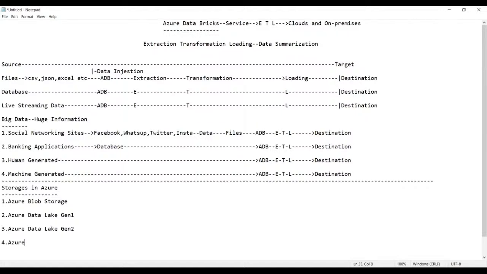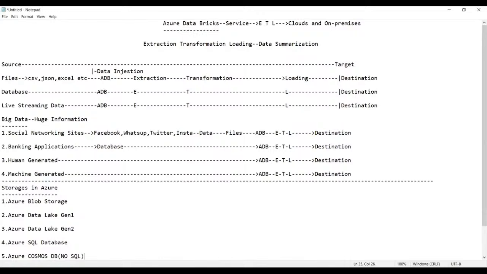Azure Data Lake, or sorry, Azure SQL database. Then you have Azure Cosmos DB. That means this is called a NoSQL database, guys.